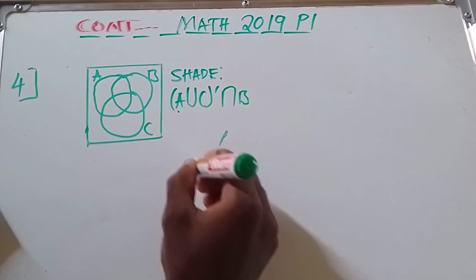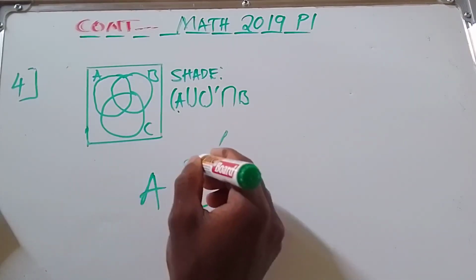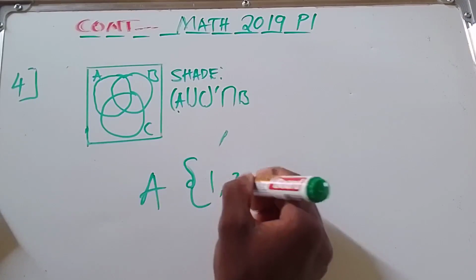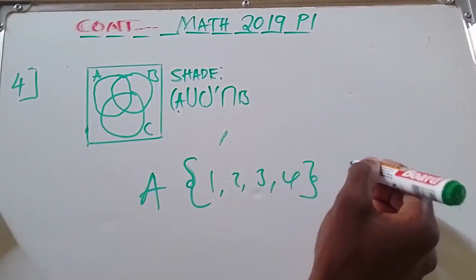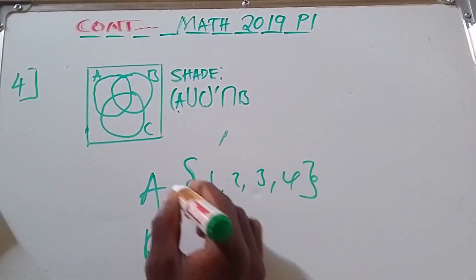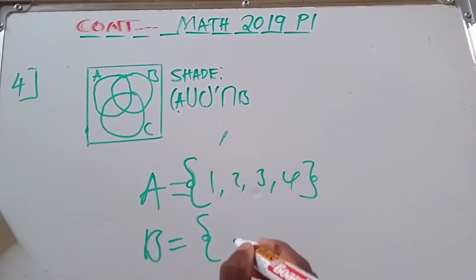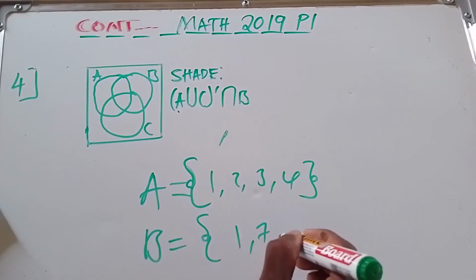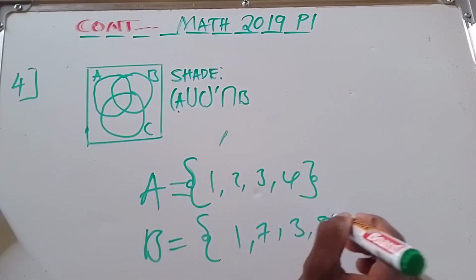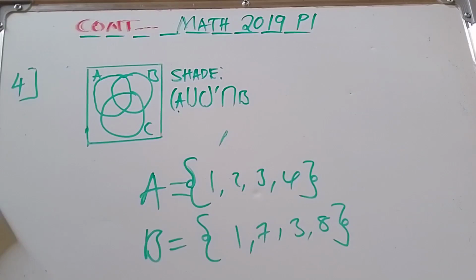So let me just give you an example. We have been given set A, which is having these elements 1, 2, 3, 4. And then we have been given set B, which is of course having these elements 1, 7, 3, then 8. And then they tell you to write an expression A complement.